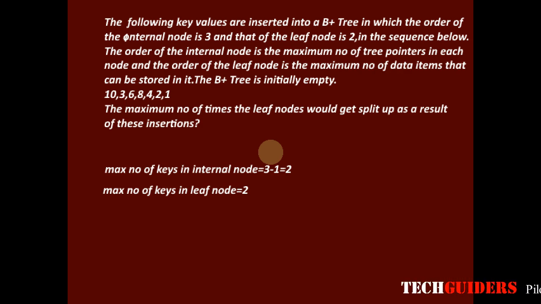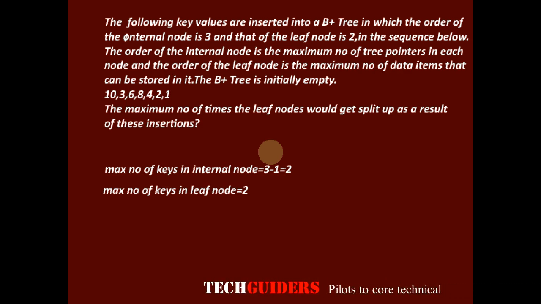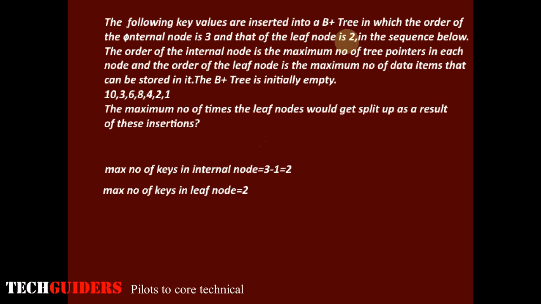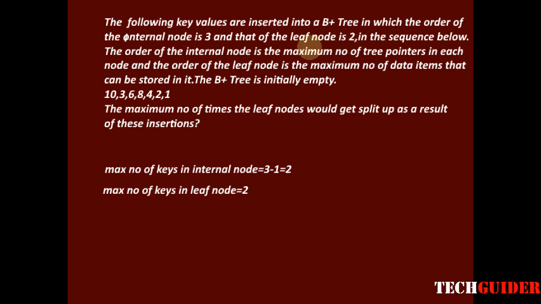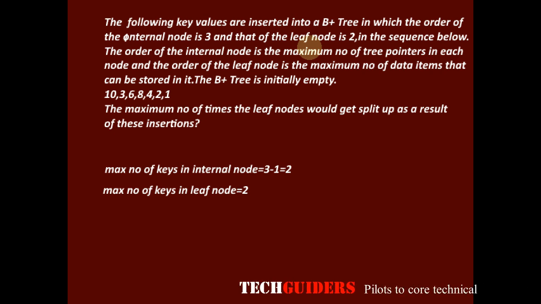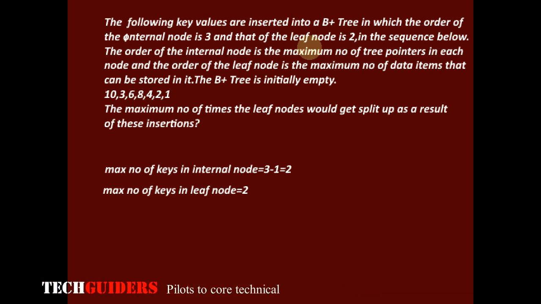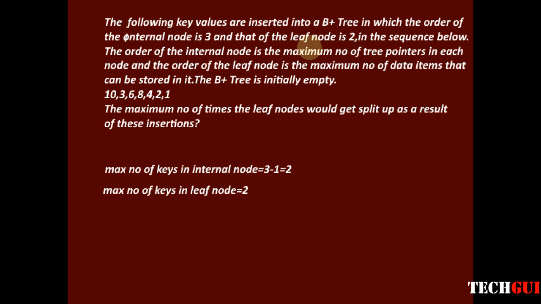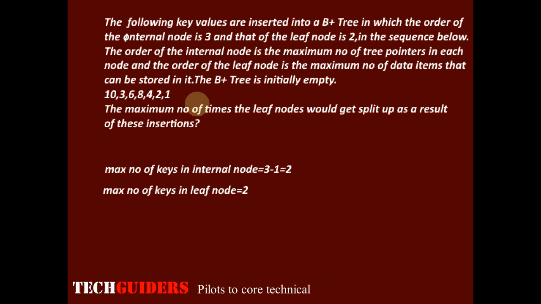Now consider this example. The following key values are inserted into a B plus tree in which the order of the internal node is 3 and that of the leaf node is 2 in the sequence below. The order of the internal node is the maximum number of tree pointers in each node, and the order of the leaf node is the maximum number of data items that can be stored in it. The B plus tree is initially empty. The sequence is 10, 3, 6, 8, 4, 2, 1. The maximum number of times the leaf nodes would get split up as a result of these insertions.